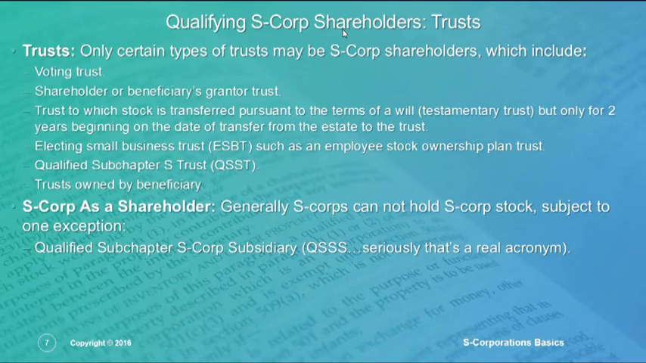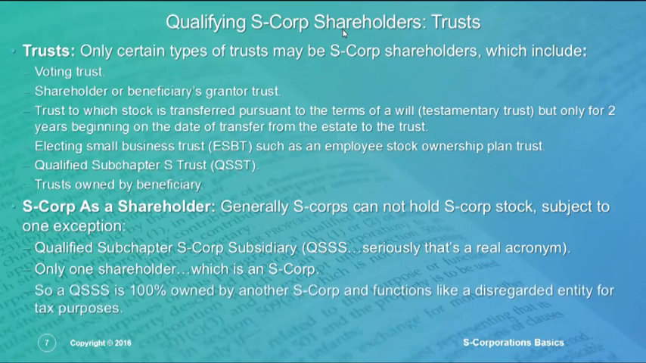Well, a QSub has only one shareholder, which is an S corporation. So the only time you can have an S corporation with an S corporation shareholder is when that S corporation shareholder is the only shareholder. In this particular instance, a QSub is 100% owned by another S corp and it functions like a disregarded entity for tax purposes. So basically, this two-tiered thing is just disregarded. It's kind of an odd structure. There isn't really a tax reason for setting up this type of entity structure.